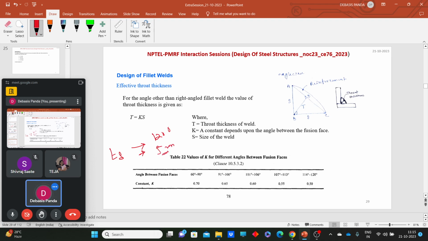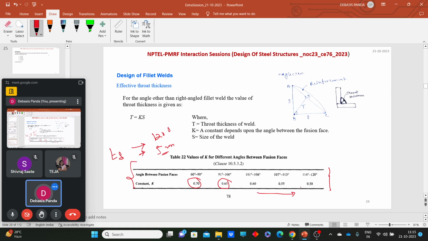and the size of the weld is given as 5 mm. Now calculate it. So you need this table. If these values are not provided, you need to remember: 60 to 90 degrees is 0.7, 90 to 100 is 0.65, and so on, reducing by 0.05. So this table is also important.